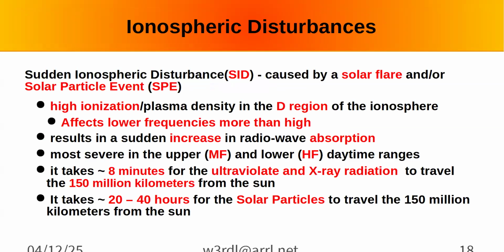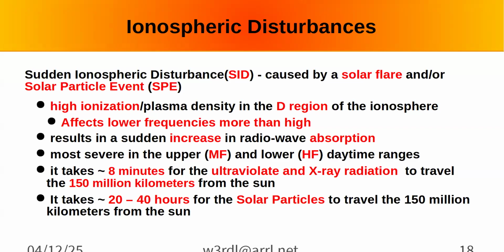Okay, we can have what's called a SID, or a sudden ionospheric disturbance, which is due to solar flares and solar particle events, where it's actually ejecting material, in the form of plasma or something. And that can really affect the D region, which is the lowest region of the ionosphere.